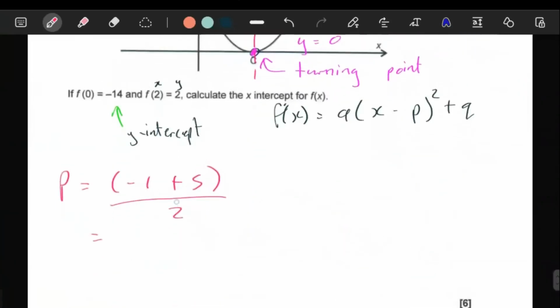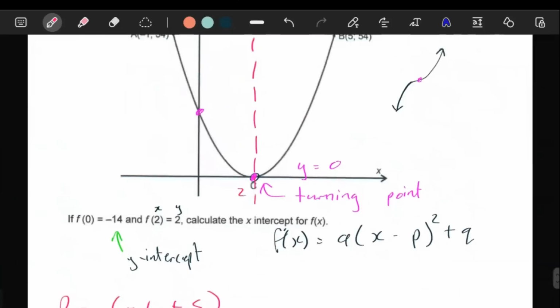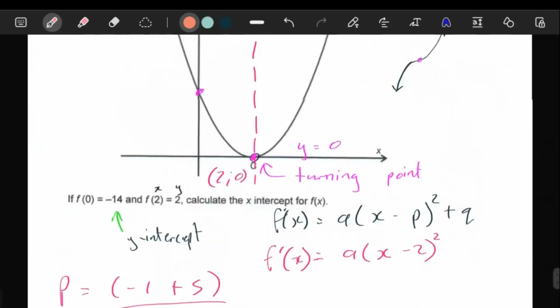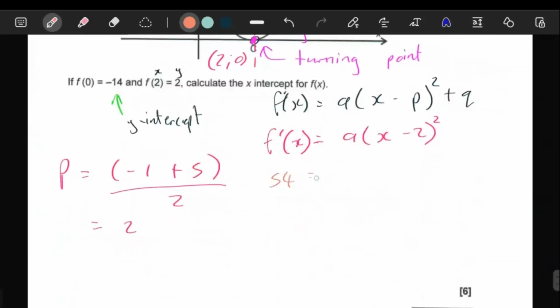So this is going to be 4 over 2, which is 2. The x value here is 2 and the y value is 0. So the equation of the first derivative is just a times (x minus 2) squared. To get a, we can throw in a coordinate that the graph passes through. We can use 5 and 54. So 54 equals a times (5 minus 2) squared, which is 3 squared, which is 9. So 9a equals 54. Divide by 9 on both sides.